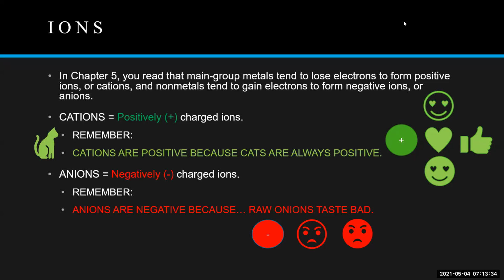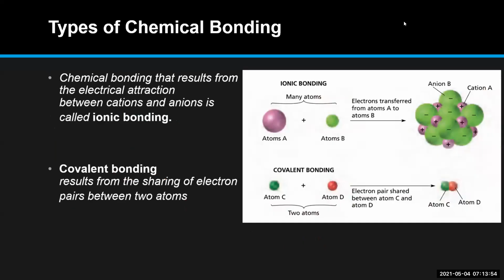So this is a key that I give you to memorize the two kinds of ions that we have, positive and negative. The positive are called cations because of the cat thing, and anions are because of the onions. Just relate those two words and you'll be okay. Those are the kinds of ions.